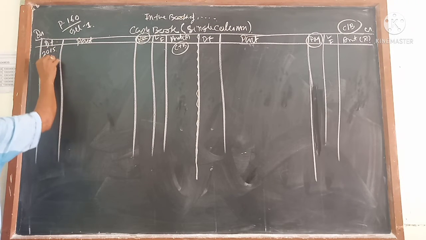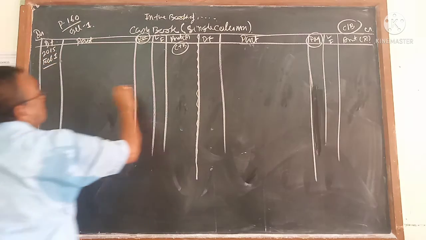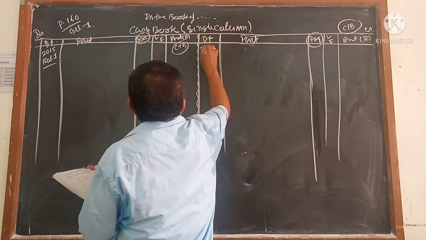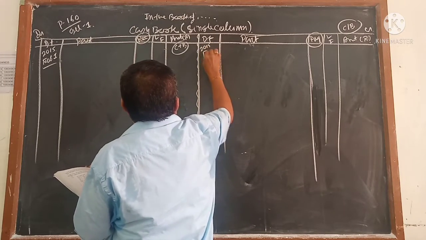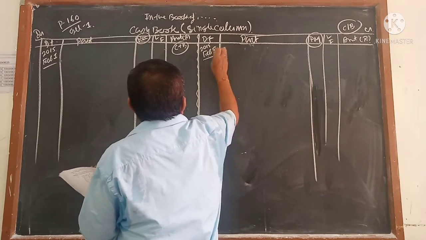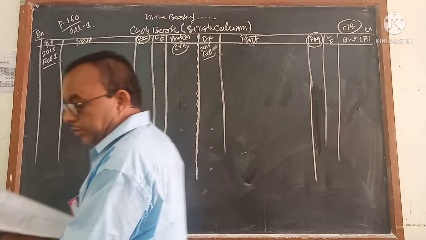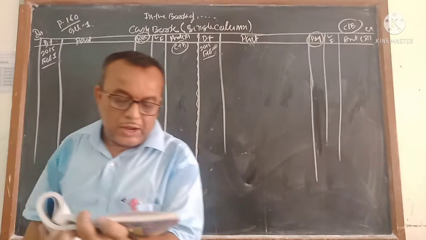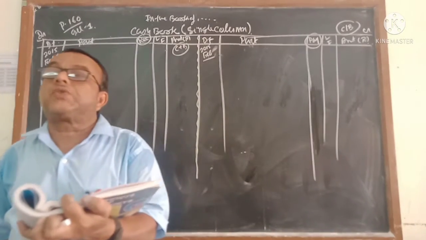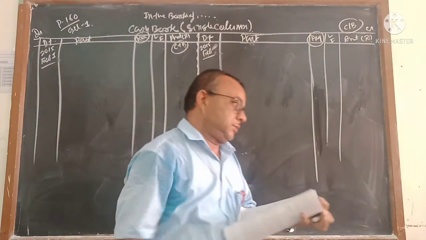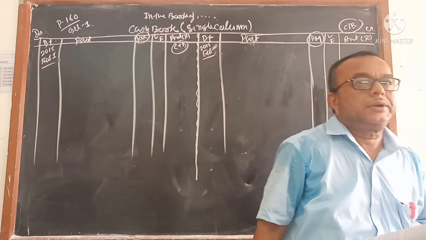2015 Feb 1. First you see the cash on hand of rupees 5,000. You have to know the meaning of that. What is called cash on hand?